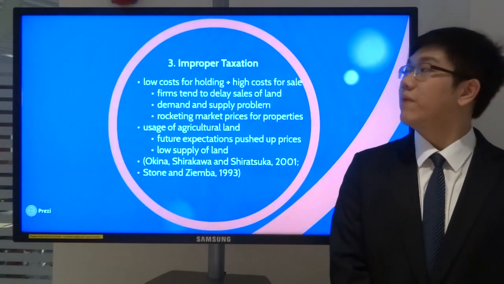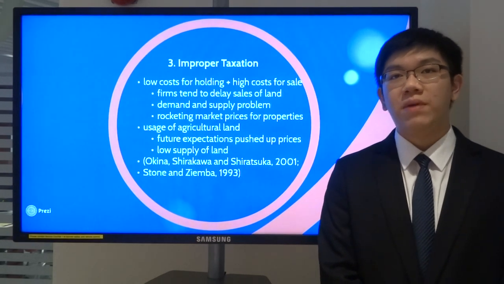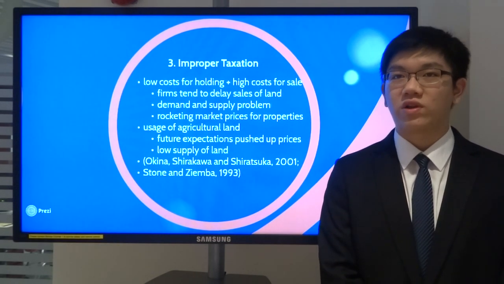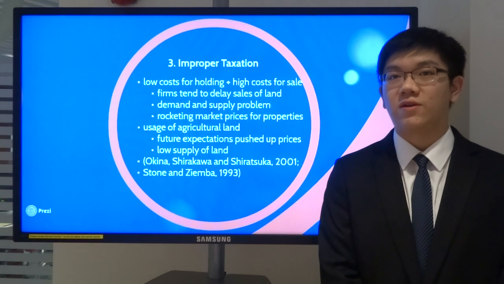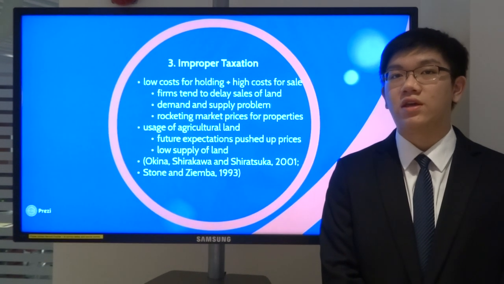The third cause was biased taxation by the government, which encouraged speculation and investment. Based on the journal article in 2001 that I mentioned before, and another article in 1993 about asset prices in Japan, Japan's tax structure at that time led to low cost for holding land and high cost for selling land. As a consequence, firms owning land would prefer to delay the sales of land to avoid profit reductions due to the taxation policy. Supply of land decreased while demand for land increased. The overall effect was a rocketing market price for properties.